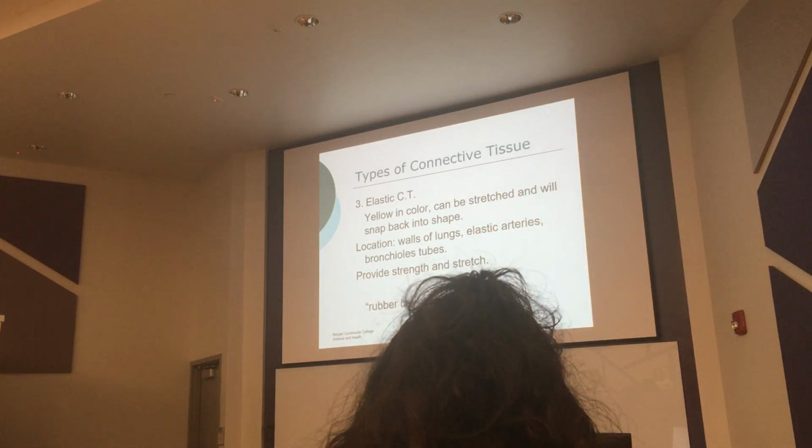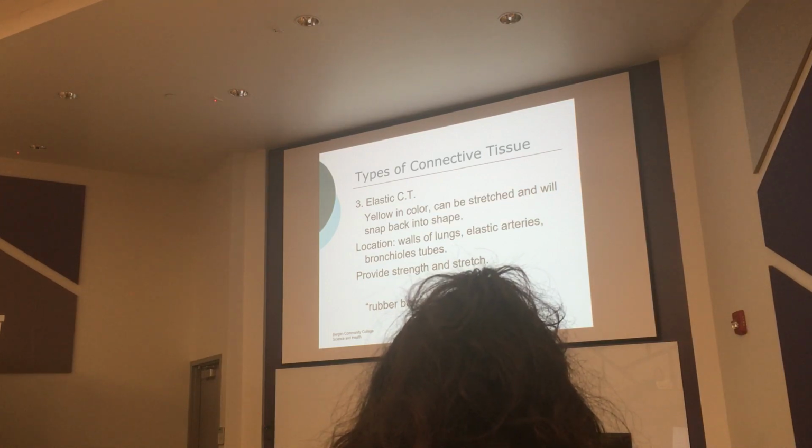And bronchial tubes, so the air gets into the lungs. So it provides stretch and strength. These guys look like little rubber bands with coils.